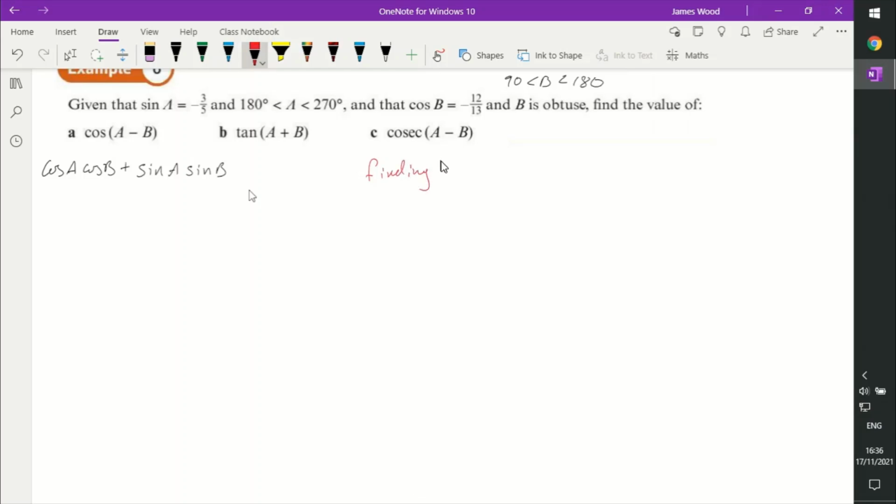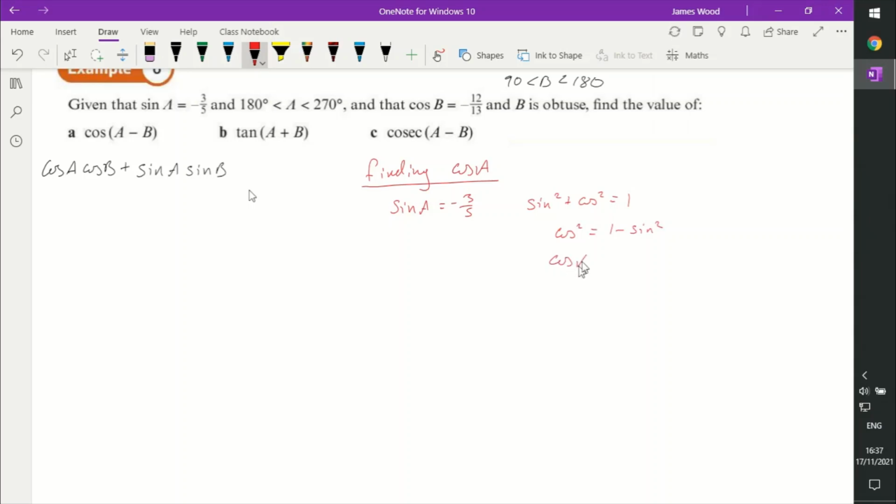So let's find cos A, first of all. And we've done this before several times on this style of question. So we know that sine A is minus 3/5. And we know that sine squared plus cos squared is 1. So that means that cos squared is 1 minus sine squared.